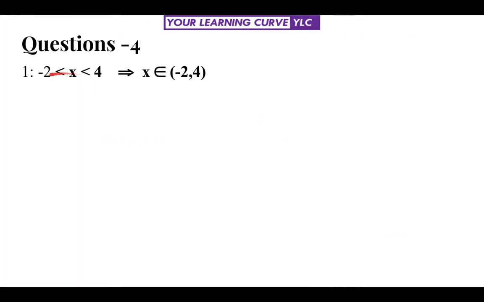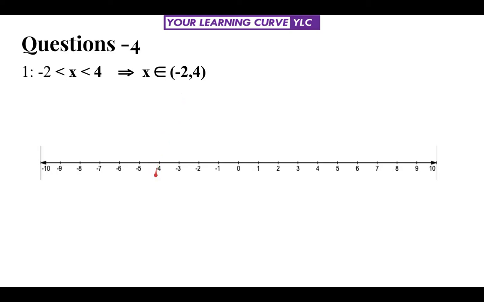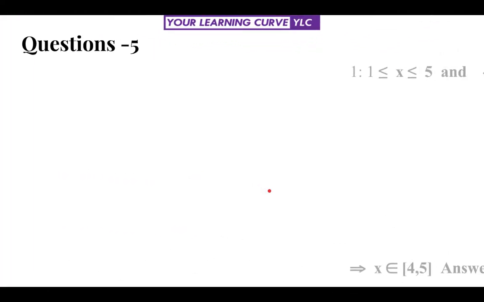Now, minus 2 is less than x is less than 4 means neither of the endpoints is to be included in the interval. So x belongs to (minus 2, 4). The interval is the same, but the endpoints are represented by open brackets to show that minus 2 and 4 are not included in the answer. To represent it on a number line, we draw the interval minus 2 to 4, and since both the endpoints are excluded, we draw arrows at both the endpoints.